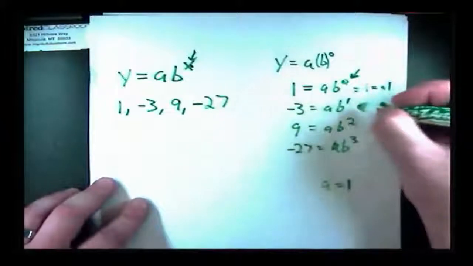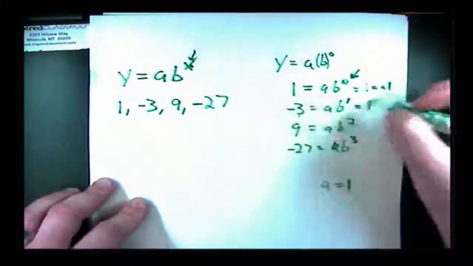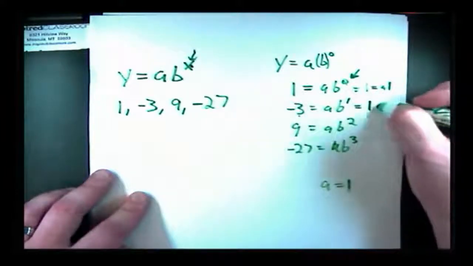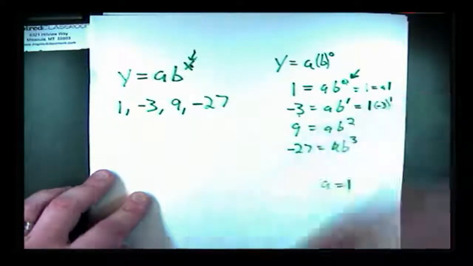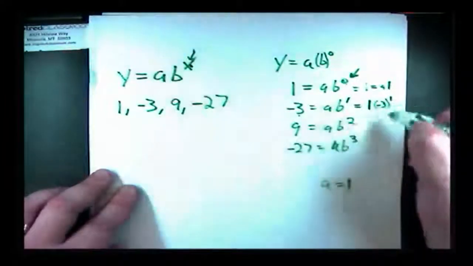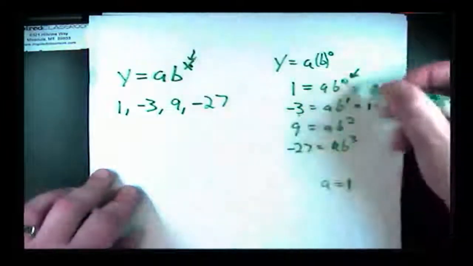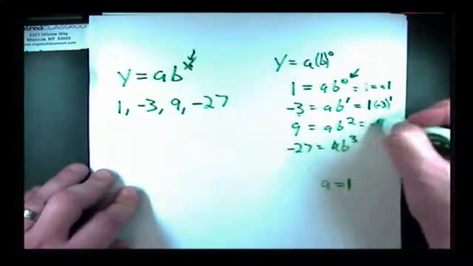Now looking at the second term, if a is equal to 1 and b is equal to -3, well, -3 to the first power is -3. So 1 times -3 squared. So I feel like I'm getting this. I have a as 1, I have b as -3, and I know what my x's are. So let's see if this is going to work out.